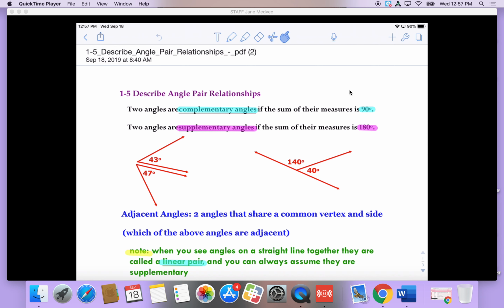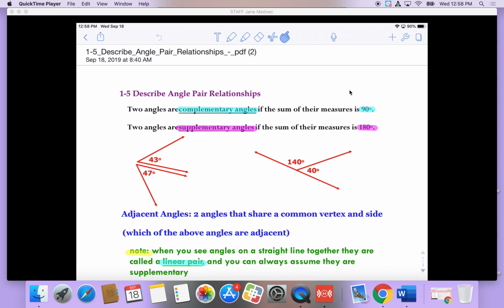Students get confused between supplementary and complementary. Complementary I think of as two angles that complement each other so well that they are the perfect 90-degree angle. It's kind of like they're the perfect couple, and they form that perfect angle, okay? Supplementary is not a perfect angle. When I add the two angles together, their sum is 180 degrees, okay?